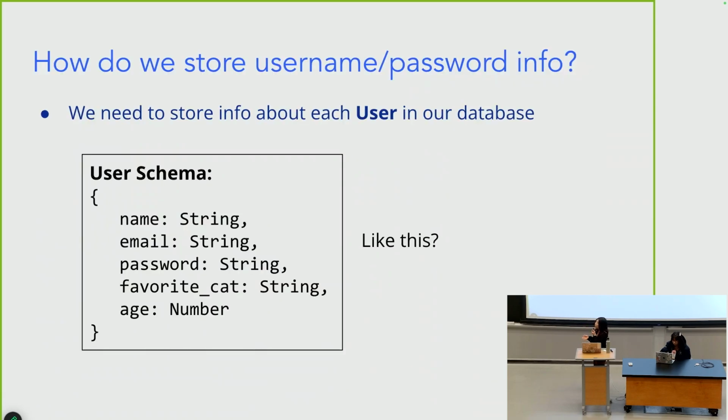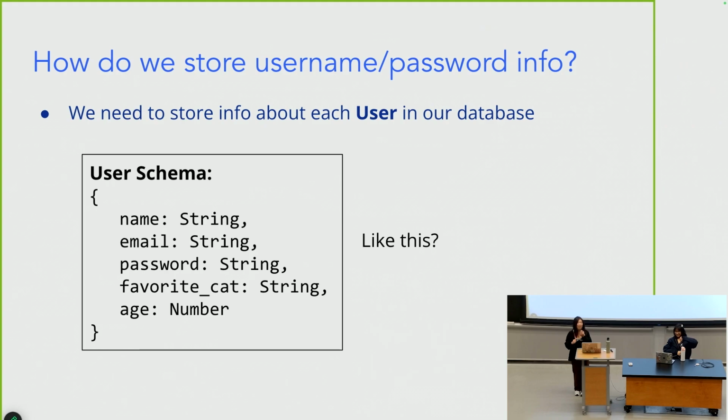So one way that we can store username and password information is by just creating a user schema in our database. If you remember from the database lecture that Sophie and I gave, we talked about how schemas are ways that we can enforce structures onto documents. So do you think that it's feasible for us to just create a user schema like this with fields like name, email, password, and store them as strings within our database? Give me a thumbs up if you think this is a good proposal, and thumbs down if you think no.